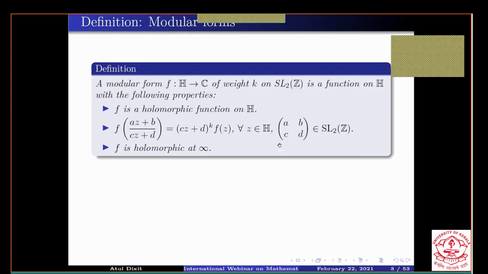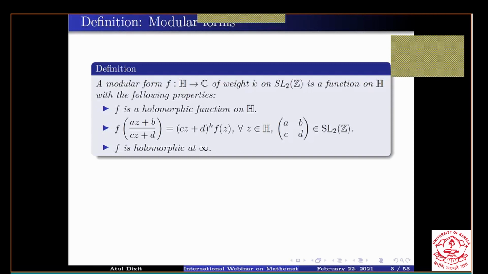So may I request all to please mute. If you have any questions, you can ask me, but otherwise, if you could mute, that will be nice. Okay. So there is this transformation formula. Professor Dilip, can you make that announcement? Yes, sir. I am just trying. Okay.